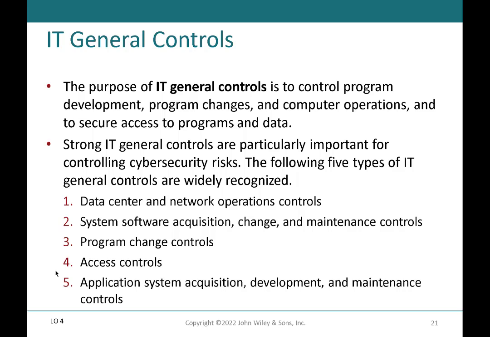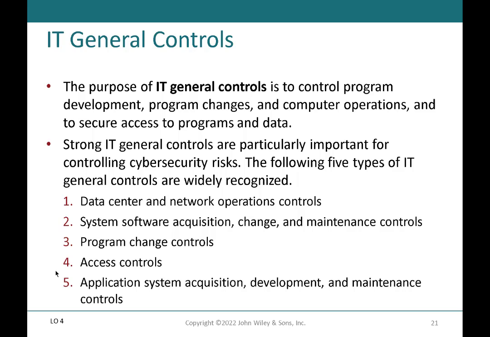Also, system software acquisition, change, and maintenance controls are very important. This is safeguarding our operating system, basically, so the applications that oversee the operation of our hardware. These are going to be operating systems, and we want to make sure that our operating systems don't have any issues going on. And 3, 4, and 5 are talking about more controls for individual types of systems.